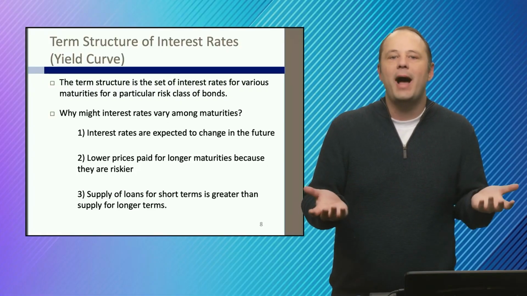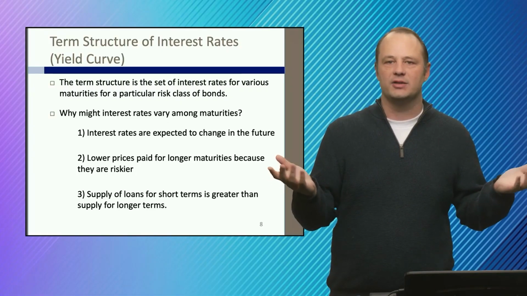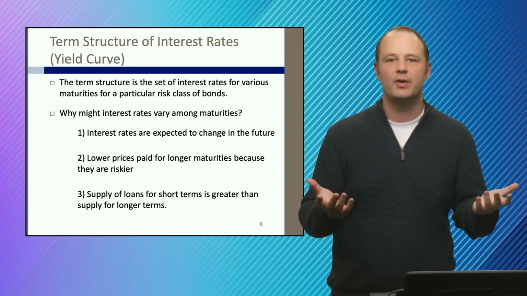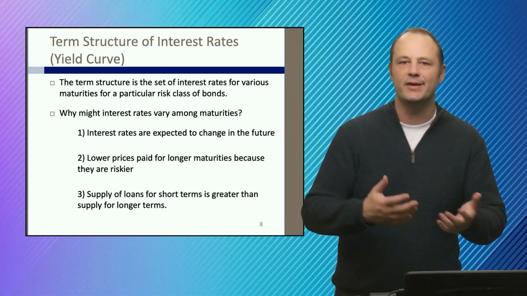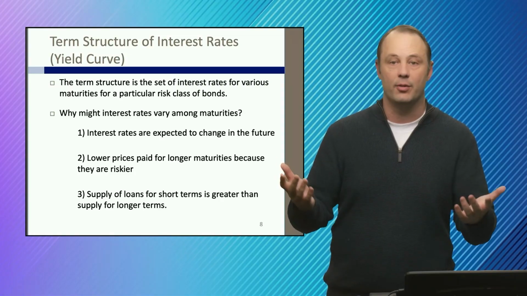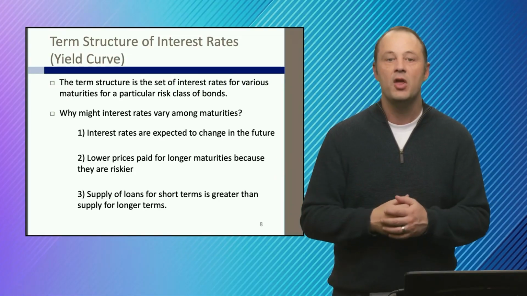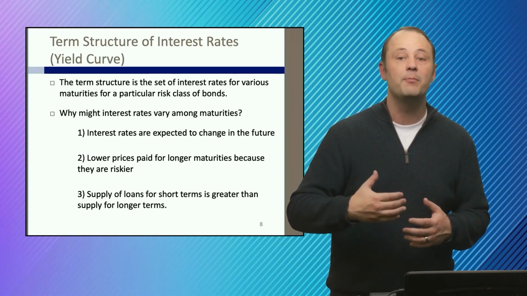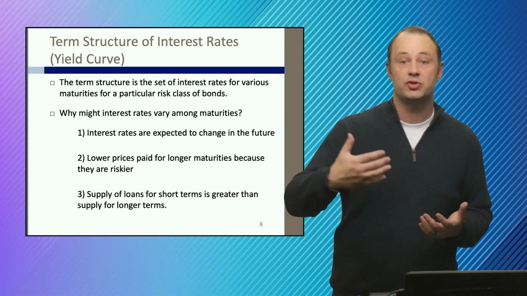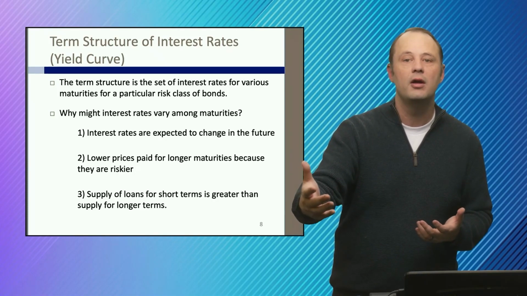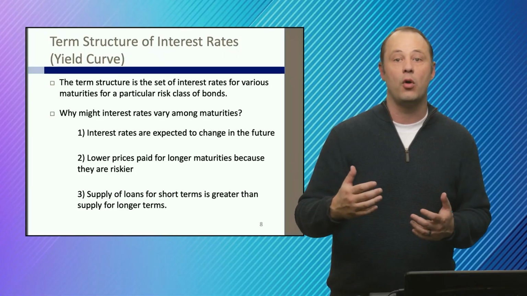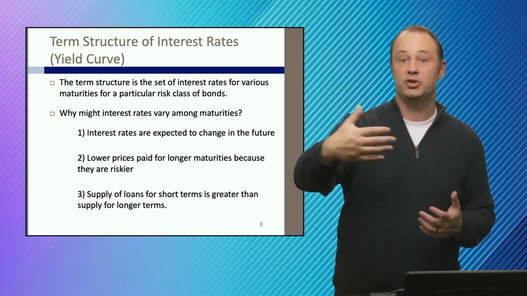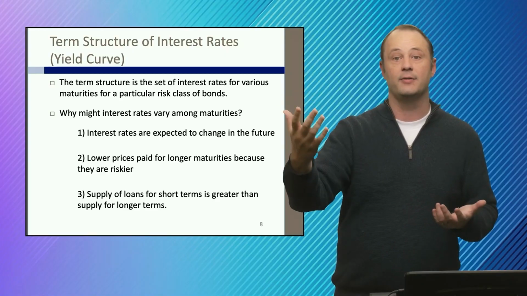So why might interest rates vary across maturities? Why would the interest rate for the 1-year bond be different than the interest rate for the 30-year bond? Well, here are a few reasons. First, it could be tied to market expectations. If the market believes, for example, interest rates in the future will be higher, then the interest rates for long-dated bonds, bonds that mature way in the future, will also be higher.